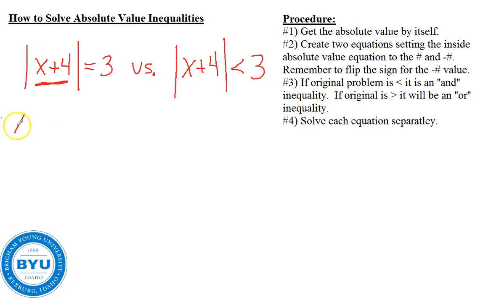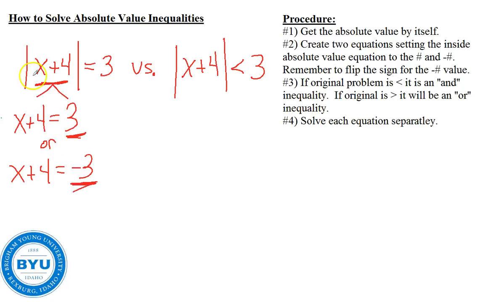We can set the inside equal to 3, or we can set the inside equal to -3, because if this inside were 3, then the absolute value of 3 is 3. And if the inside value were -3, it doesn't matter because the absolute value would make it positive. So we always split the equation into two equations, one equaling the positive number and one equaling the negative number. Now that's how we do it when it's an equal sign.